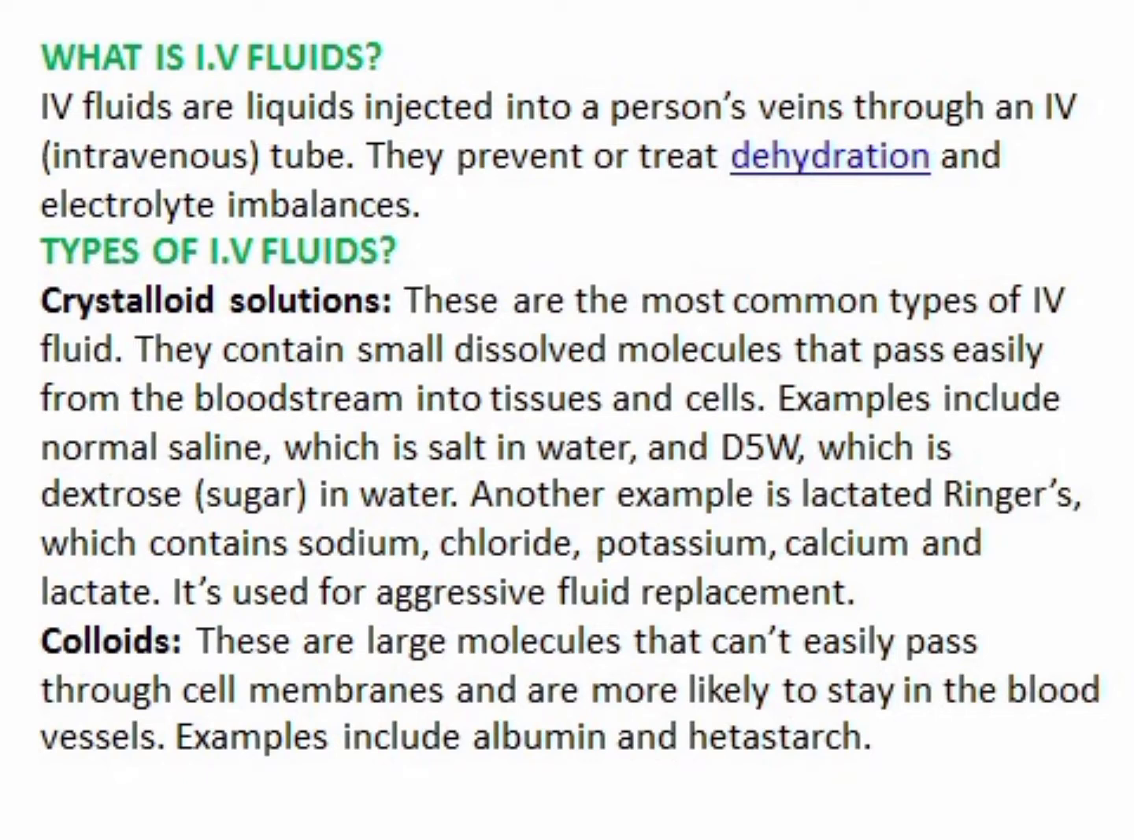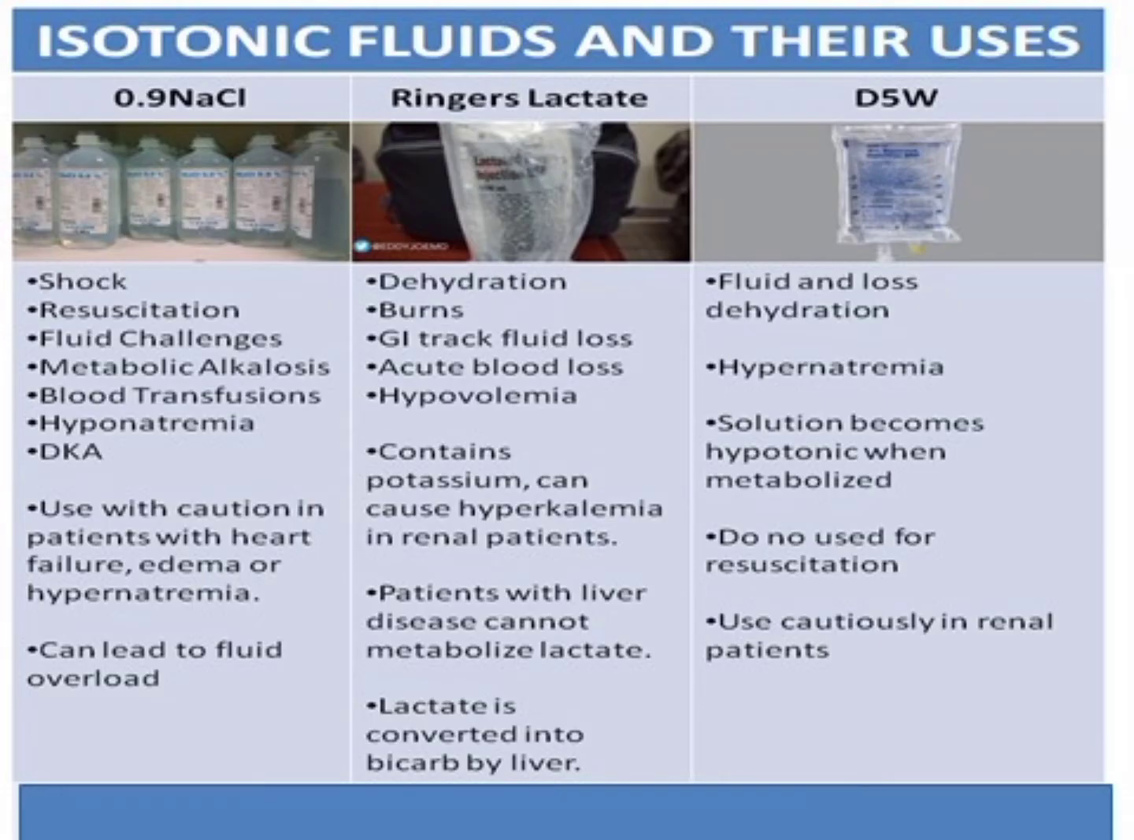And colloids are large molecules that cannot easily pass through the cell membrane and are more likely to stay in the blood vessels. Examples are albumin and starch. These come under colloids. So let us discuss the crystalloid solutions. In crystalloids we see sodium, Ringer lactate and dextrose.